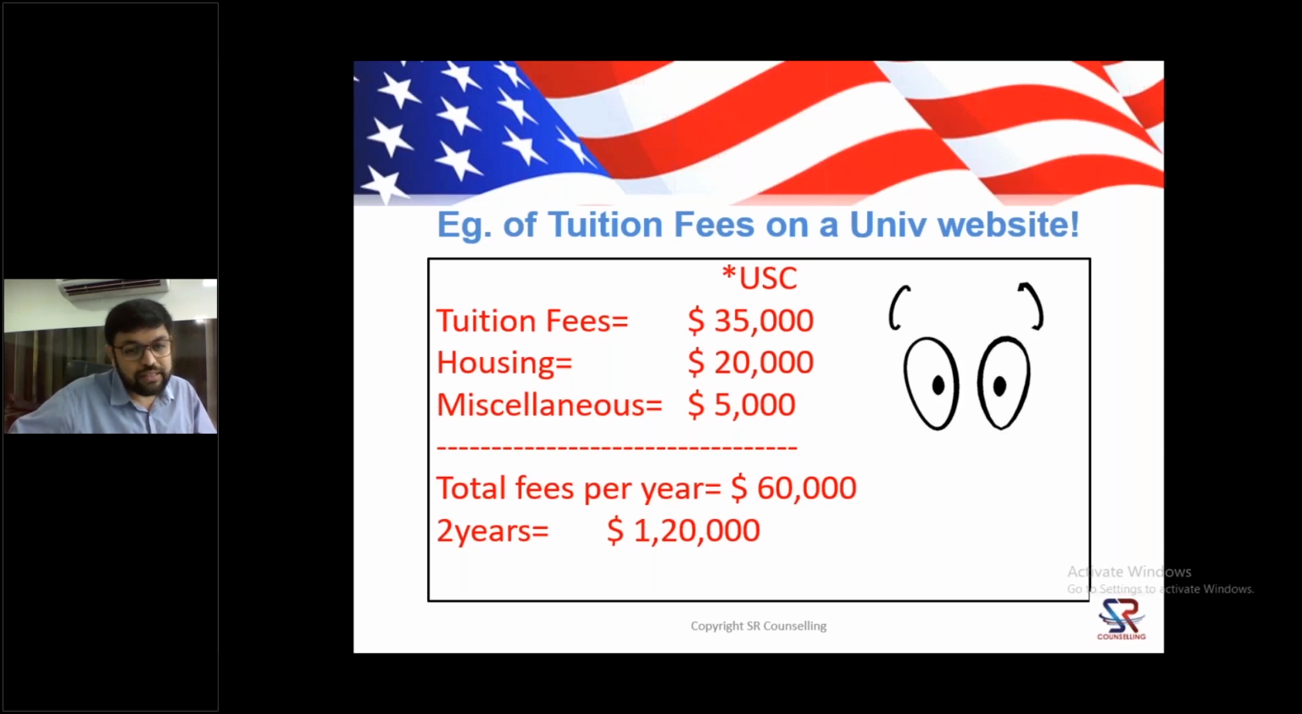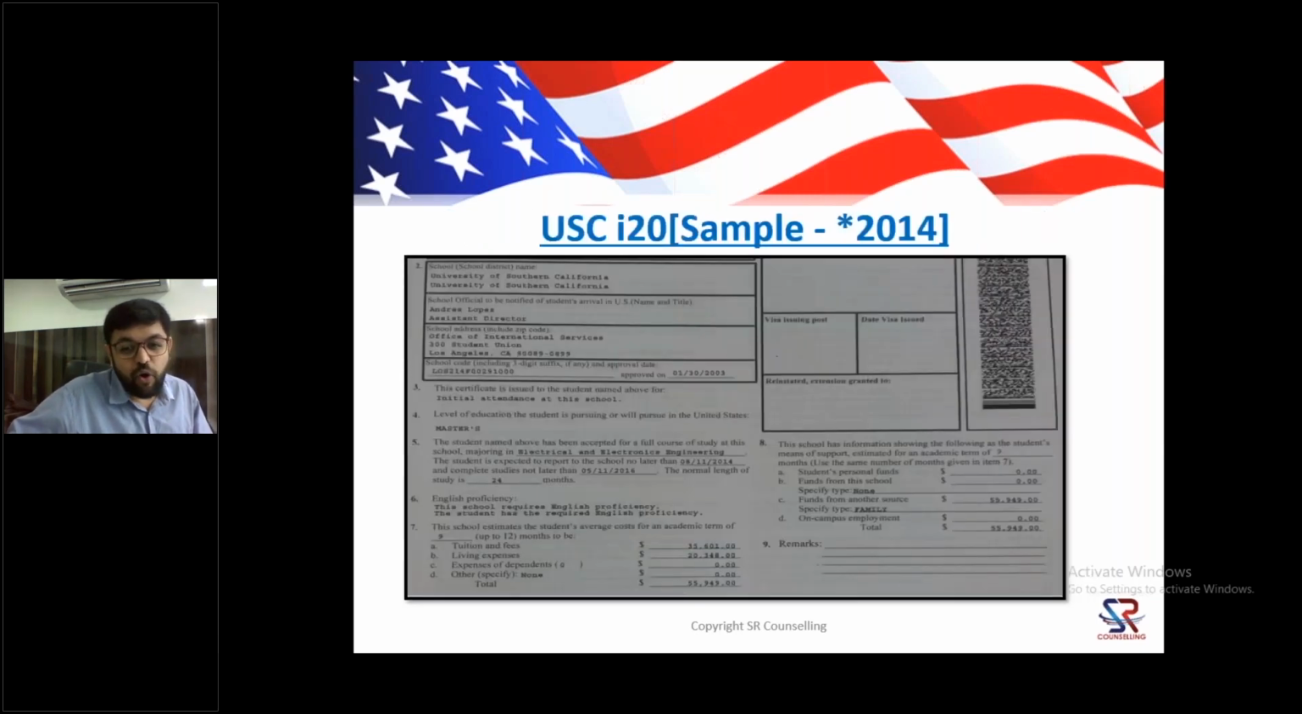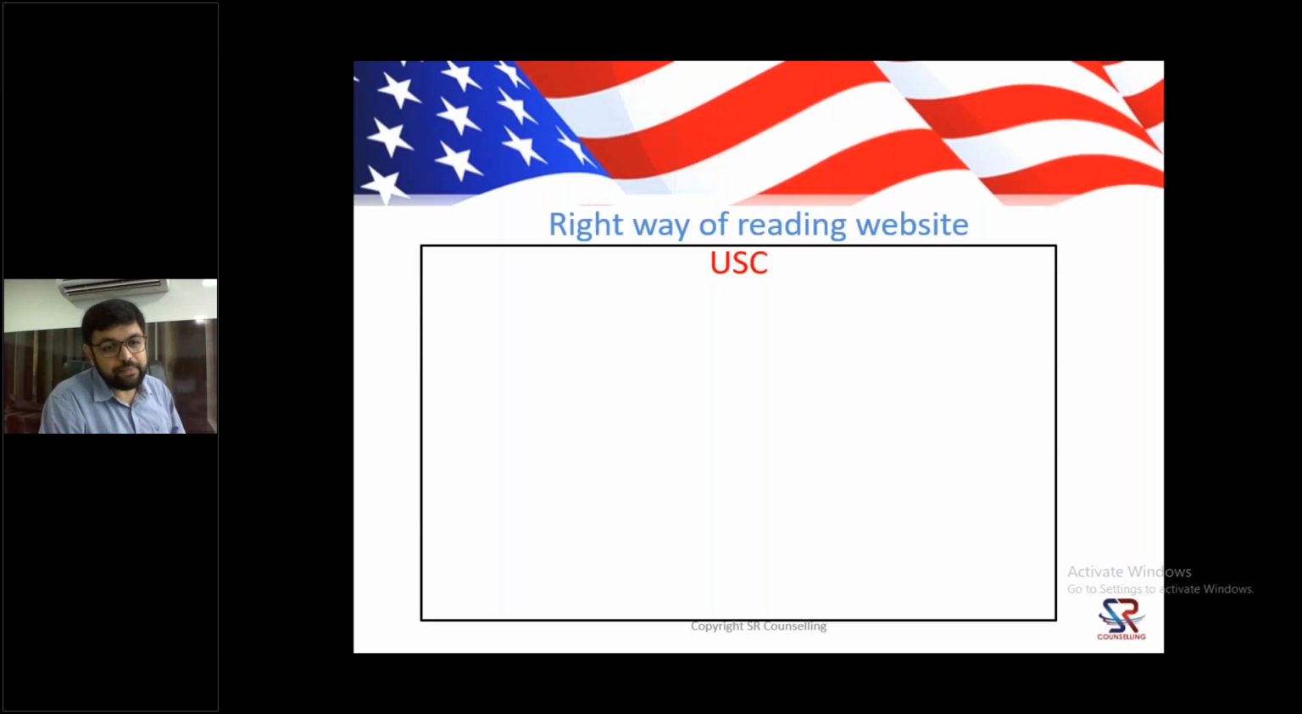Is that true? The answer is totally no. It is not this expensive. And I am very confident about what I'm saying because I've sent more than 3,000 students to the United States. So I'll explain how to read a university's website. This is just a sample of an I-20 where all those amounts have been mentioned, which I had shown on the previous slide. So let's understand how to read a university's website.